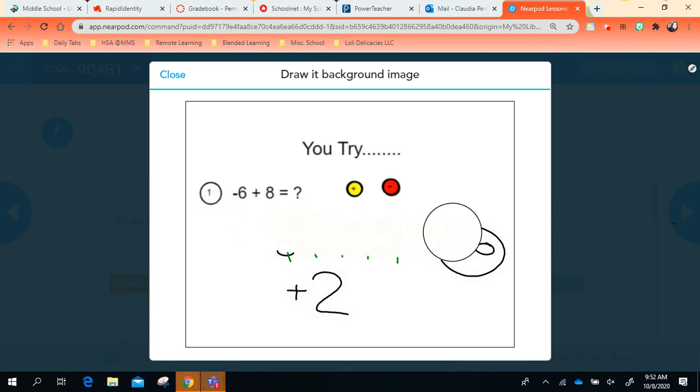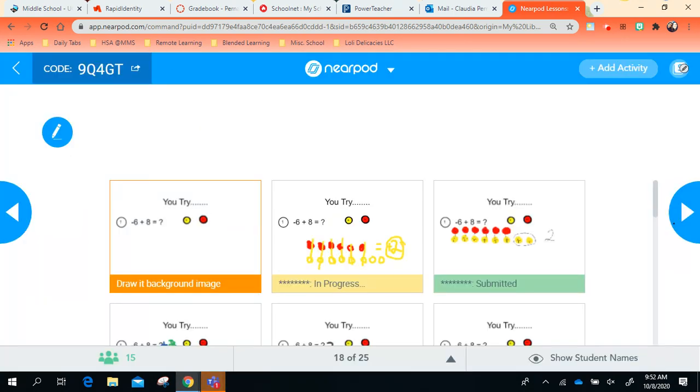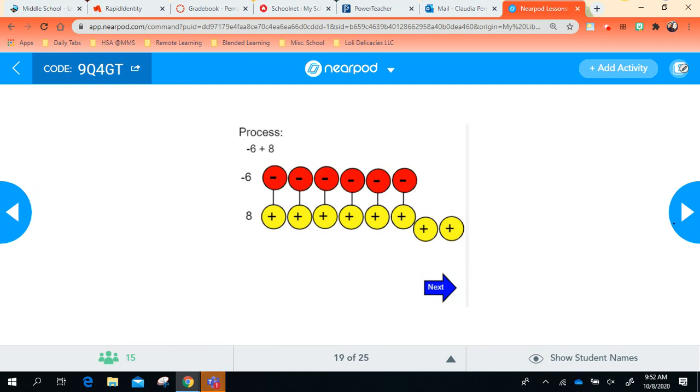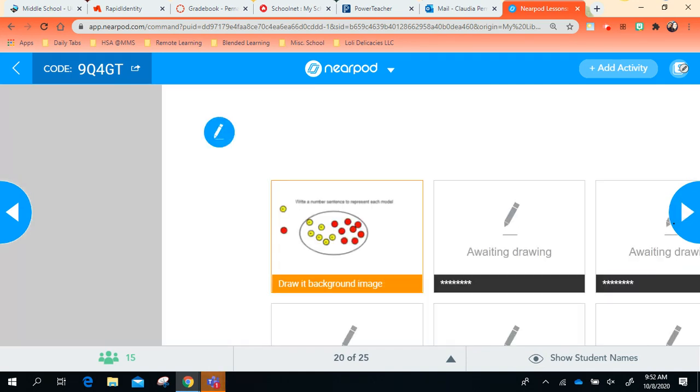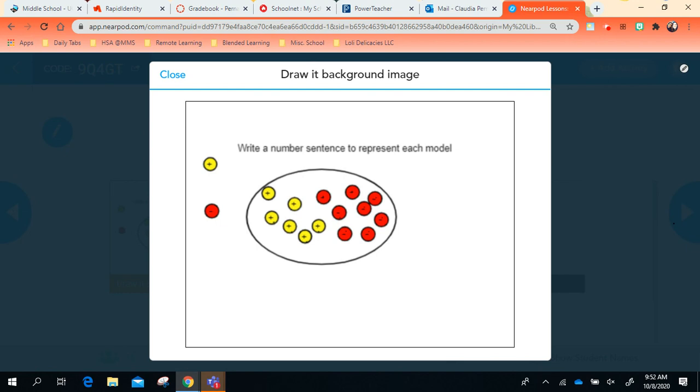So let's go ahead and we're going to do something a little different for the next one. You're going to have so much fun with this one. Not that one. This one. It says write a number sentence to represent each model. Yay! Do you know how to write a number sentence? Yeah. Are you sure? I do. What do you think it is? You want to pull a question, like negative something and it's positive.